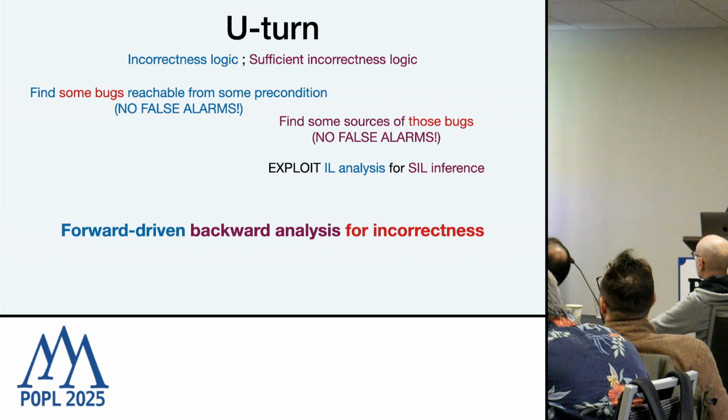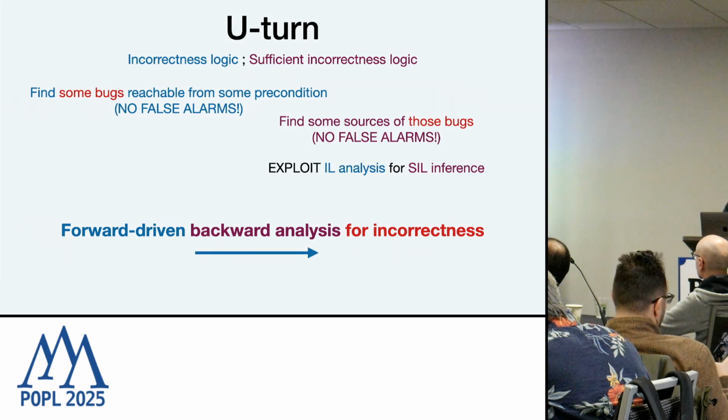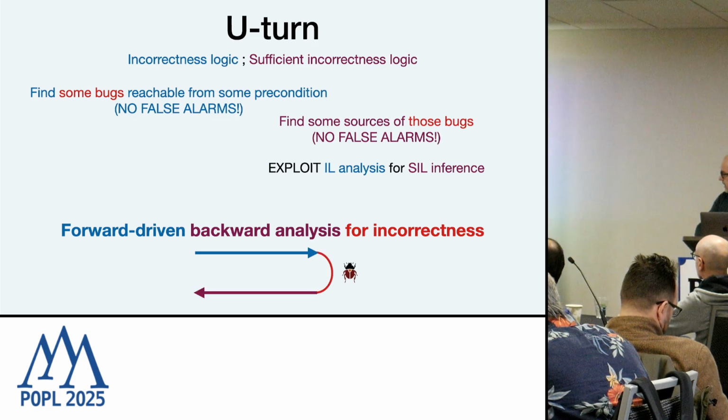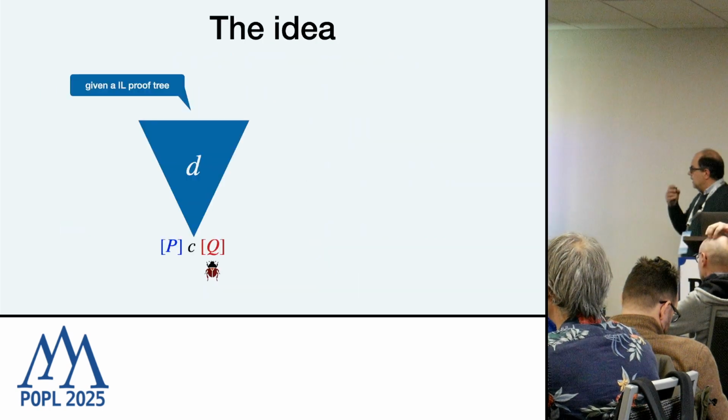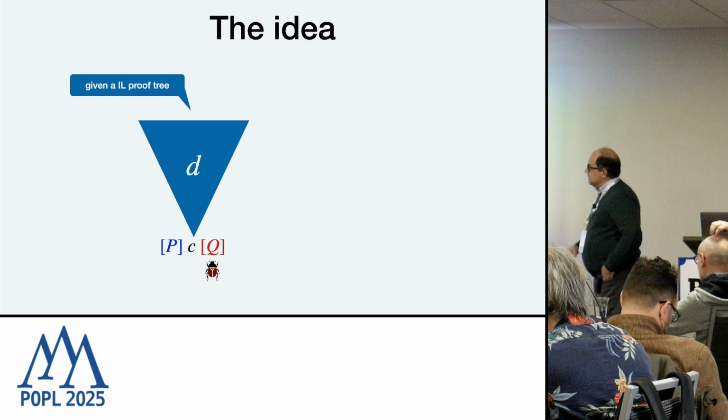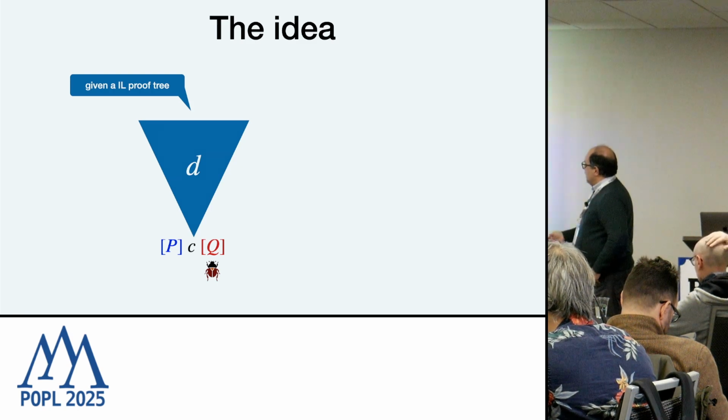And so, as the name of the presentation says, we move forward with incorrectness logic, we find some bug, we turn back, and we try to detect the sources of those bugs. And so this is the overall idea from the technical point of view.